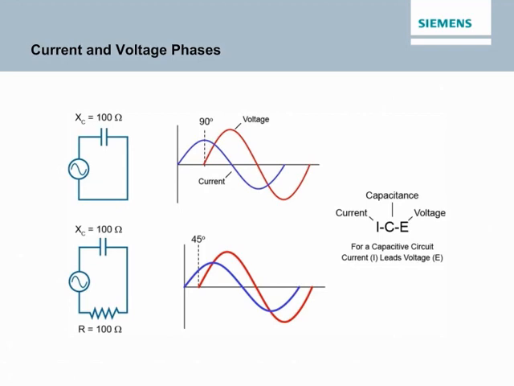The more resistive a circuit is, the closer it is to being in phase. The more reactive a circuit is, the more out of phase it is. In the bottom illustration, resistance and capacitive reactance are equal and current leads voltage by 45 degrees.